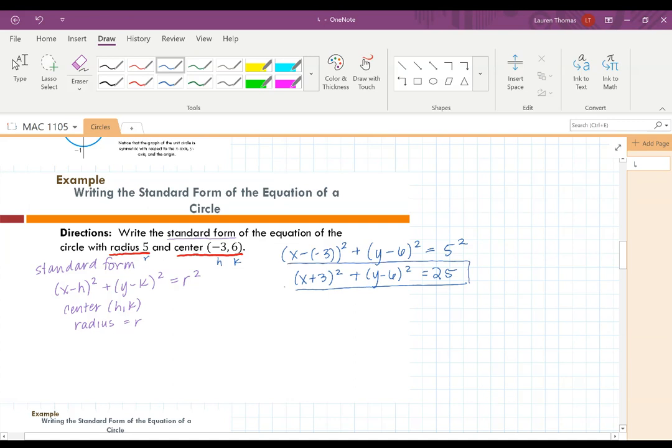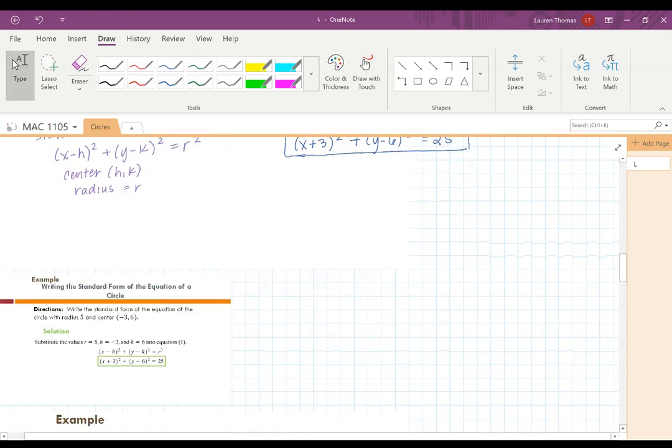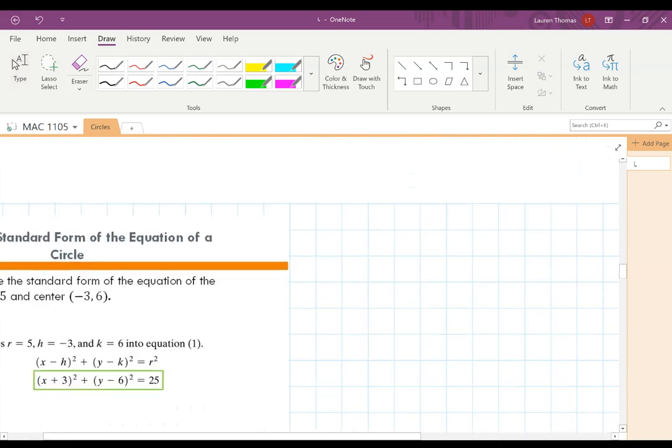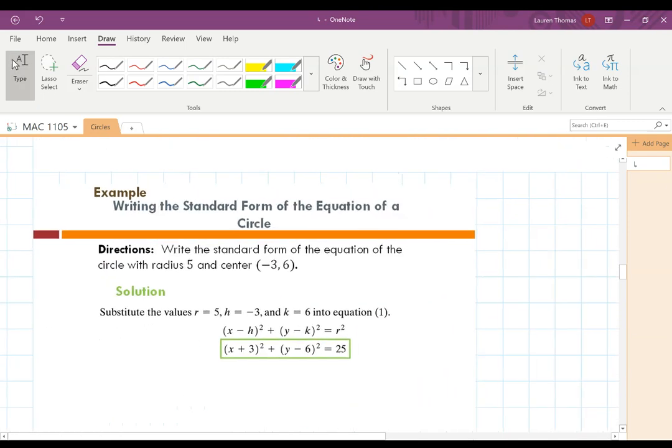So not too bad. If they give you the center and the radius, it's pretty much just plug and chug. Let's check to make sure that we're correct. Yep, there we go. All we needed to do was substitute in the values for r, h, and k into our standard form and simplify our equation. Awesome. All right, let's move on to the second example that we have.